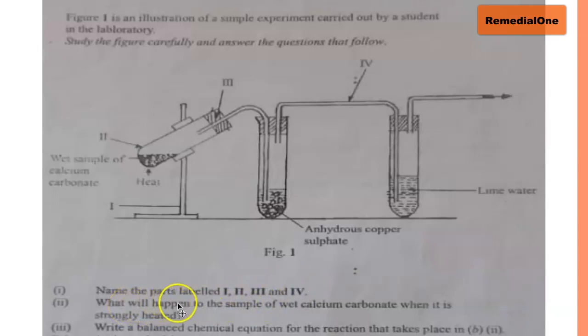Then II. What will happen to the sample of wet calcium carbonate when it is strongly heated? So we have the calcium carbonate, this is the wet sample. So what happens when it is strongly heated? Then question number III: write a balanced chemical equation for the reaction that takes place in B I.